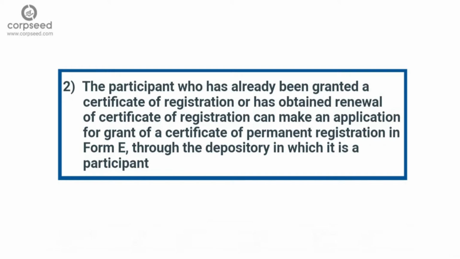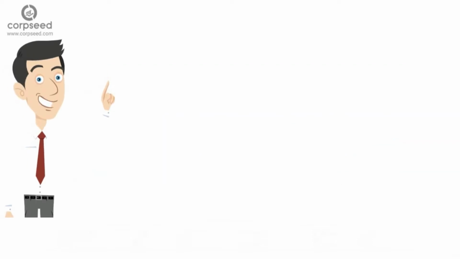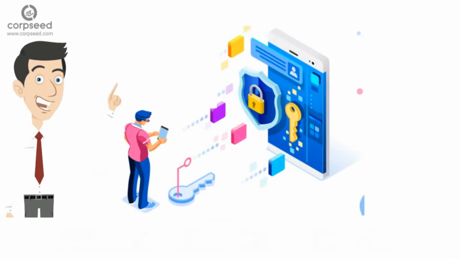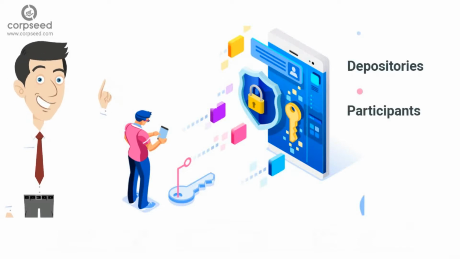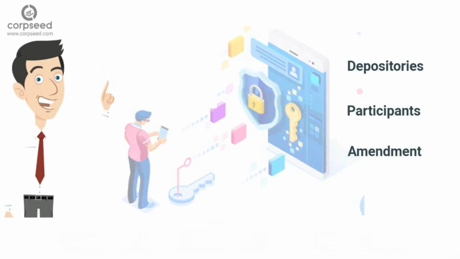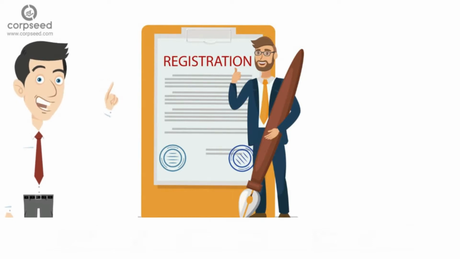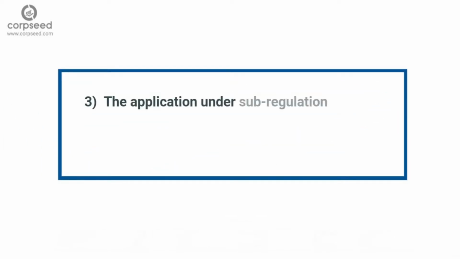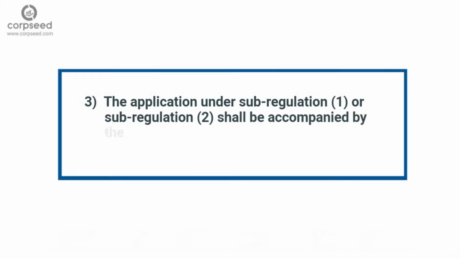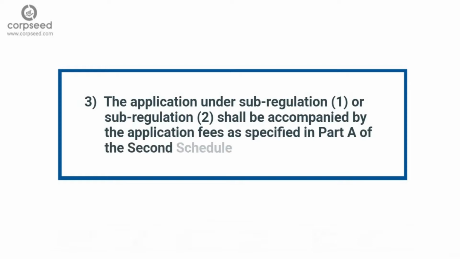The participant who has already been granted a certificate of registration or has obtained renewal of certificate of registration prior to the commencement of the Securities and Exchange Board of India, Depositories and Participants (Amendment) Regulations, 2011, may, 3 months before the expiry of validity of certificate of registration or before, make an application for grant of a certificate of permanent registration in the prescribed form through the depository in which it is a participant. The application under Sub-Regulation 1 or Sub-Regulation 2 shall be accompanied by the application fees as specified in Part A of the second schedule and be paid in a manner specified in Part B thereof.